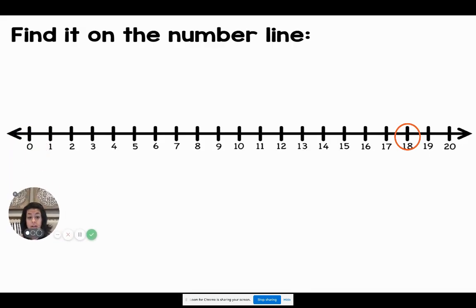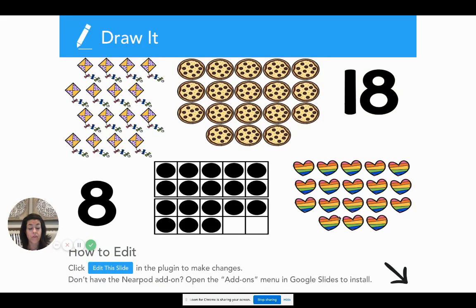Here's 18 on a number line. We have 18, 19 comes after, and 17 is before. Really be careful, and I want you to count all of the objects that get us to 18. Take your time counting and circle everything that gets us to 18.